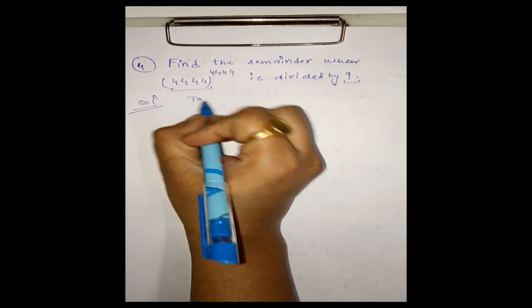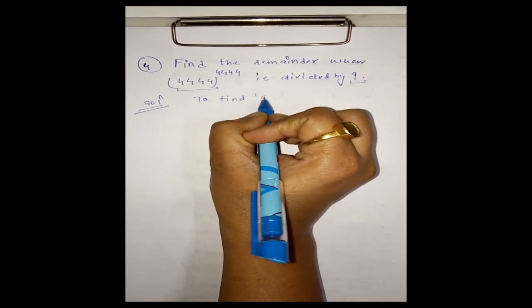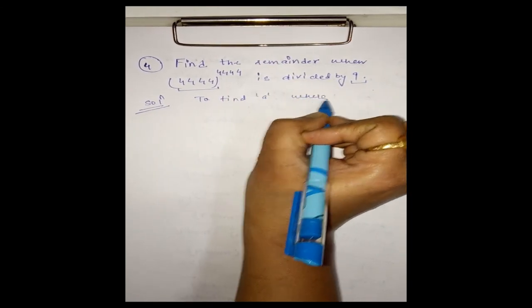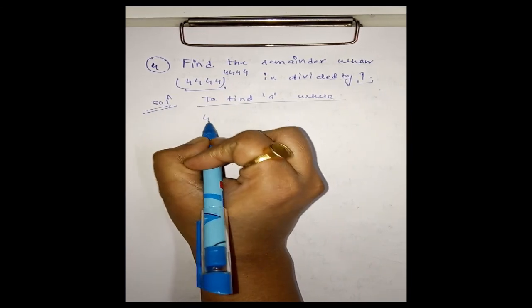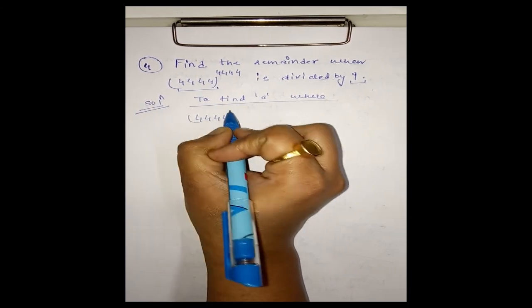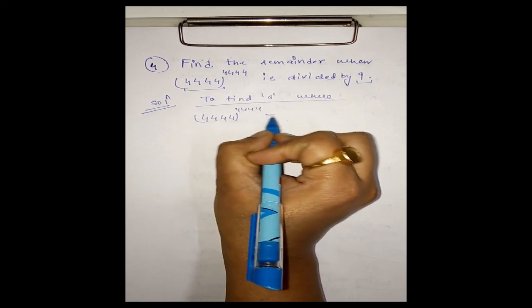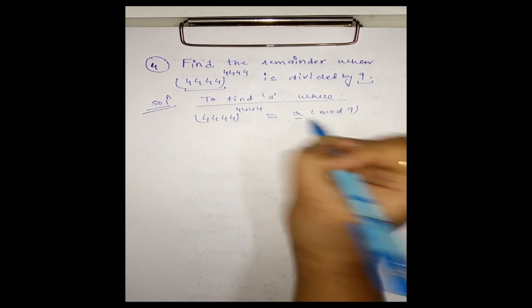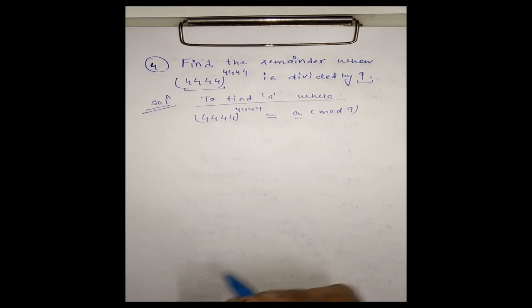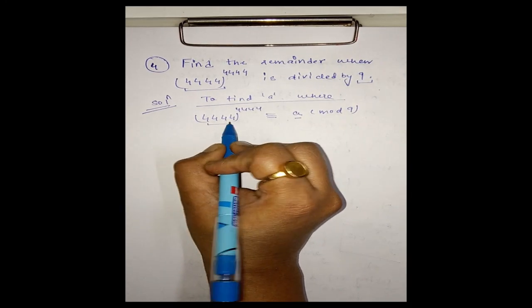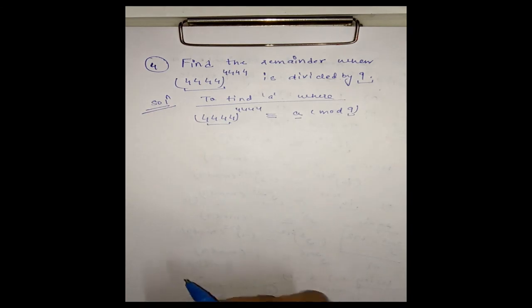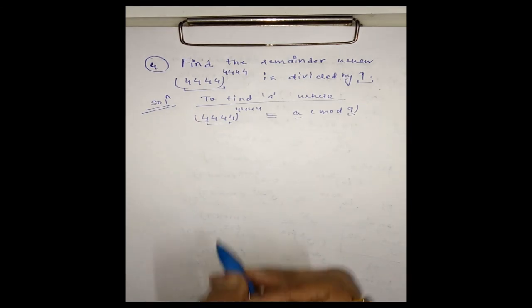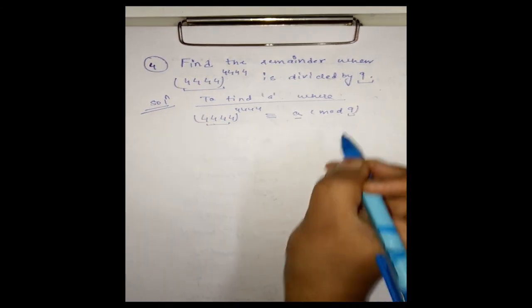That is to find A, where 4 times 4 power 4 times 4 is congruent to A modulo 9. We have to find this A. This A is the remainder. Now first we will divide this number by 9 and set up a congruence relation between this and this number.